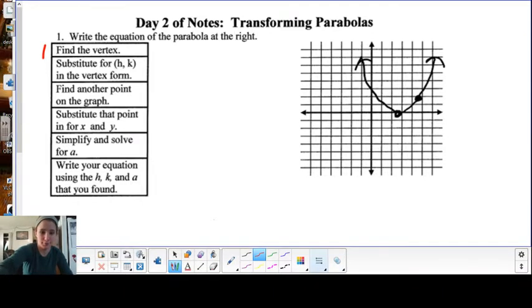Step number 1 is find the vertex. So my vertex is at 3, 0.